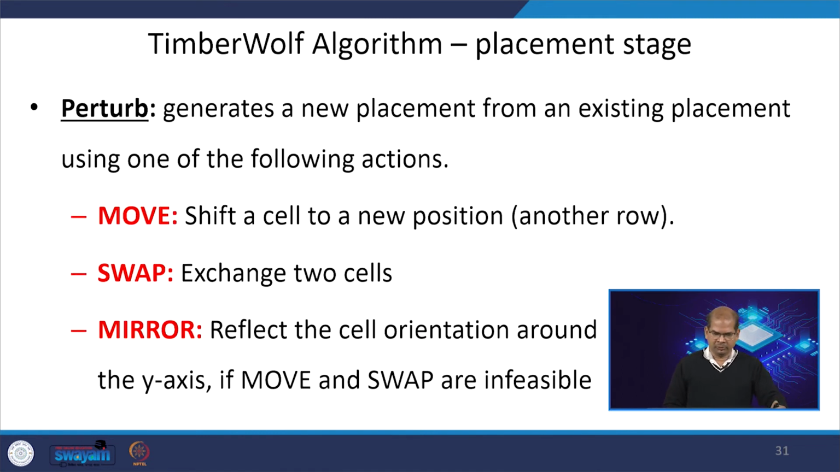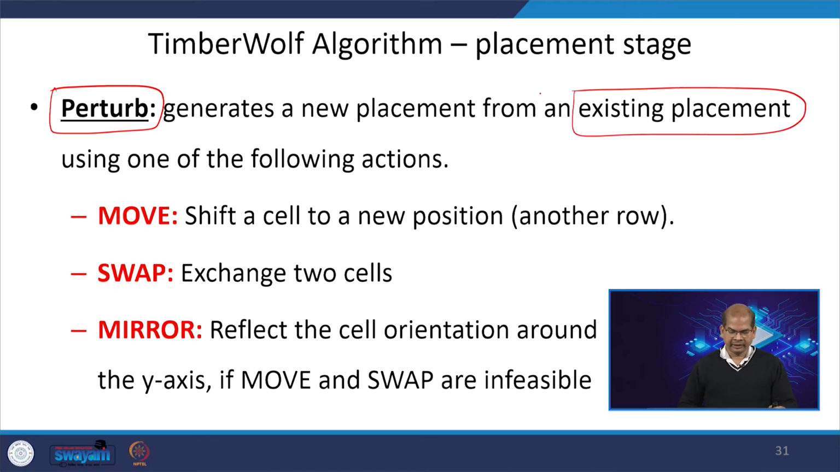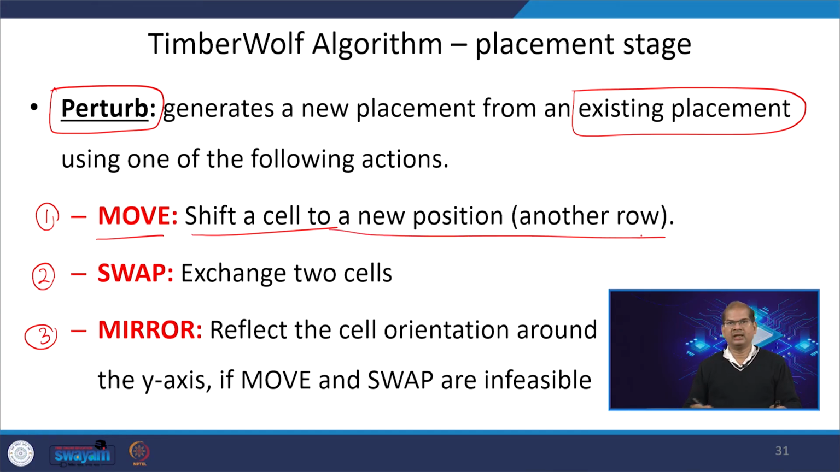Now, we are talking about perturb, which is used in simulated annealing. It generates a new placement. What does this perturb function do? It generates a new placement from an existing placement using one of the following actions. There are 3 actions. The move is one action, which shifts a cell from one location to a new position in another row.